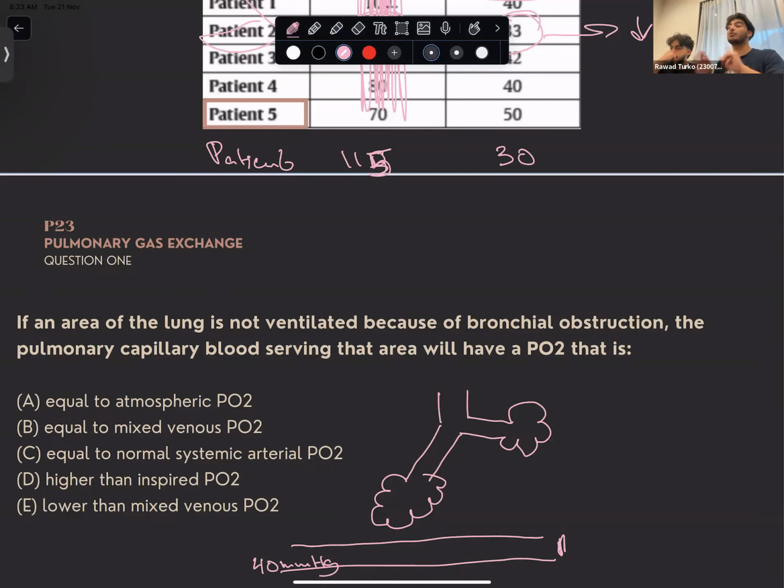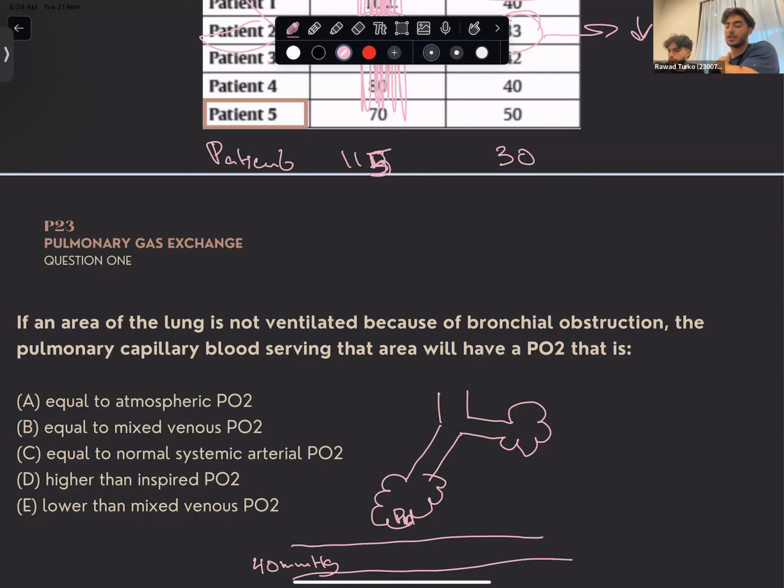Here, if there is no problem in the diffusion, if there's no blockade here, this will be equal to whatever the alveolar pressure is. This at the end of the capillary, it will be equal. So if there's normal perfusion and normal diffusion of the gas, this will be close to 100 millimeters mercury. But if there's a blockade, then what would happen?